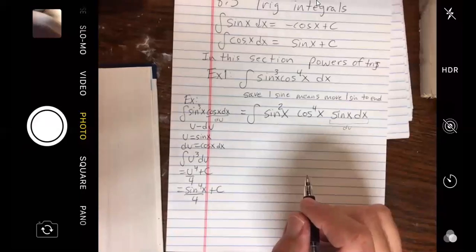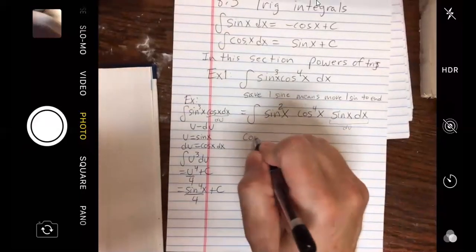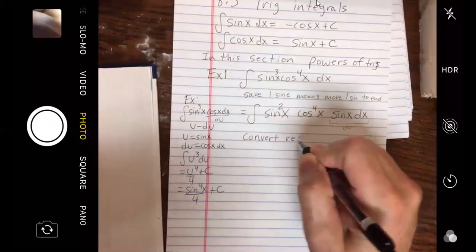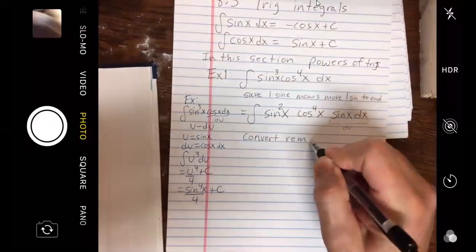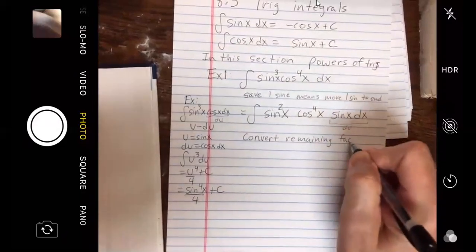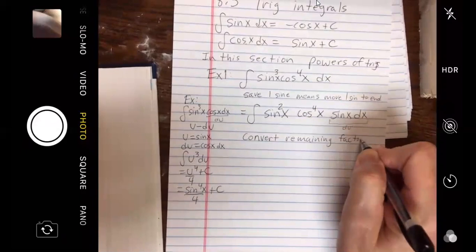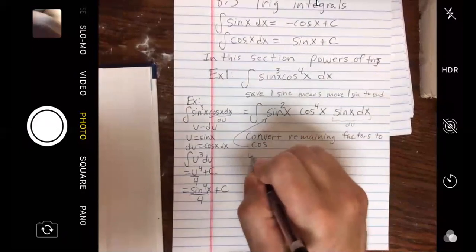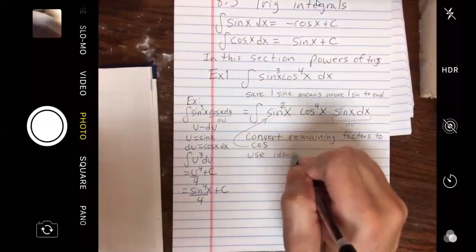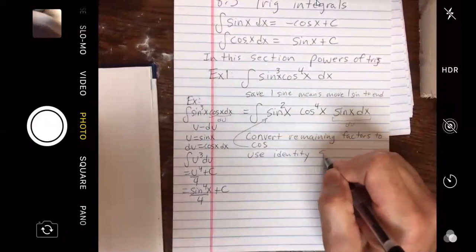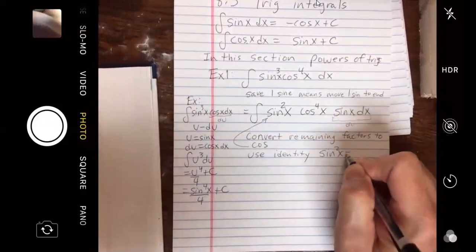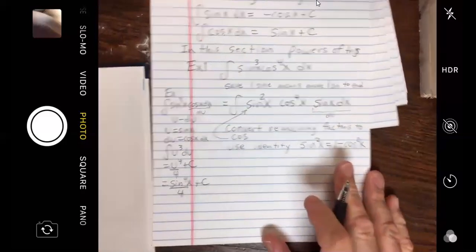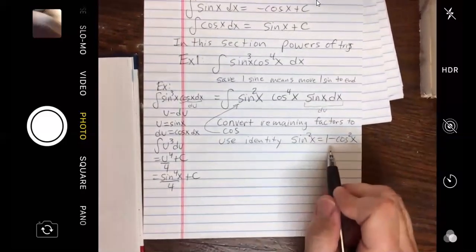Okay. Convert remaining factors to cosine basically means use your identity. Everybody remember that sine squared can be written as 1 minus cosine squared? Yeah, because sine squared plus cosine squared is 1.